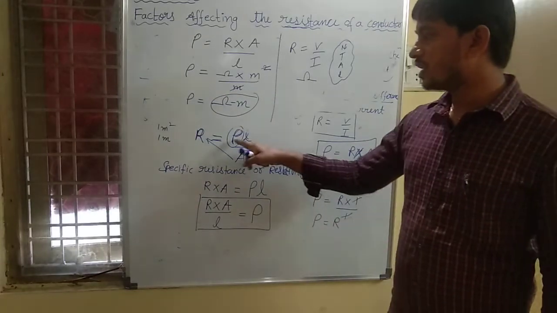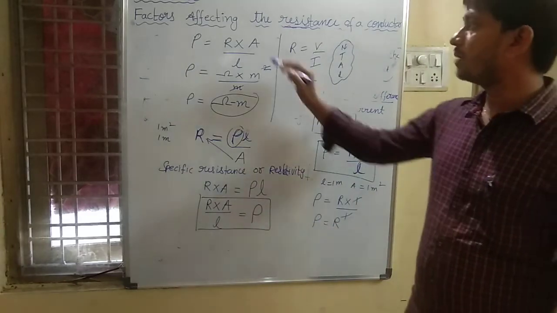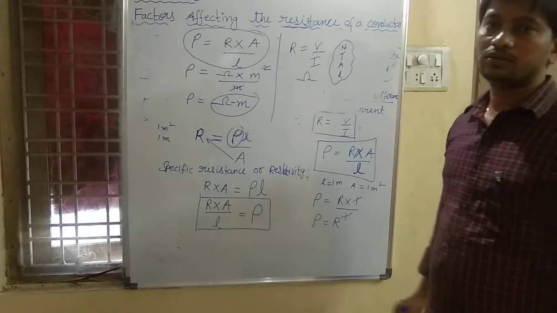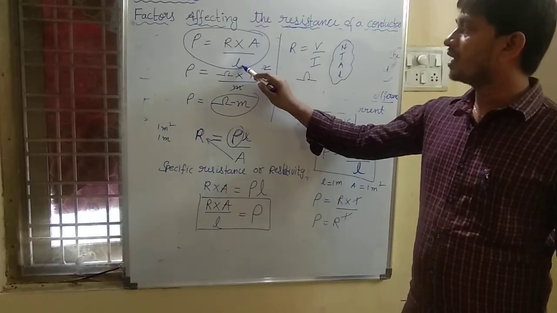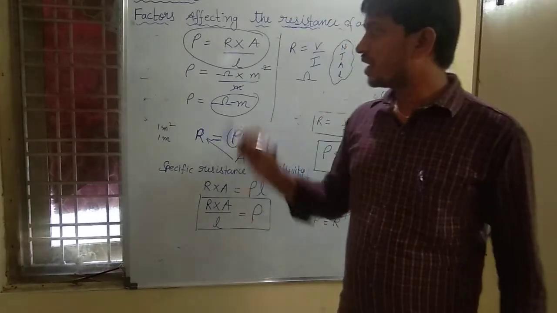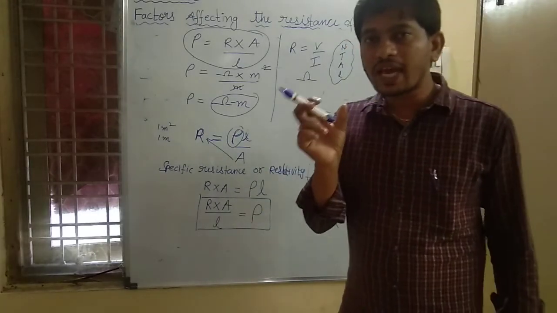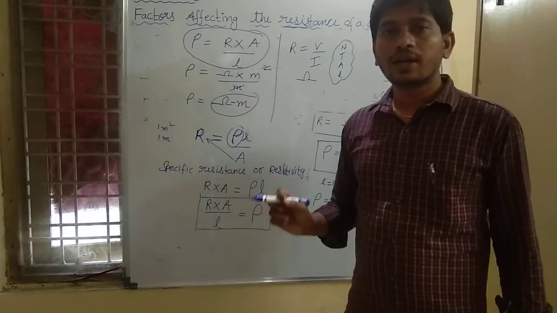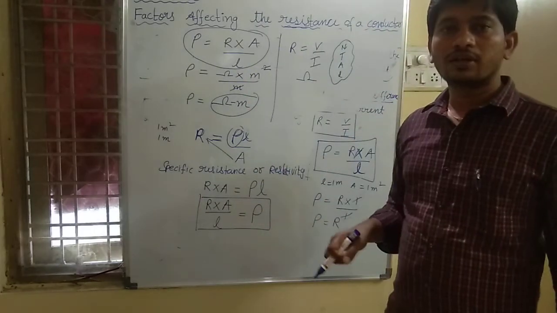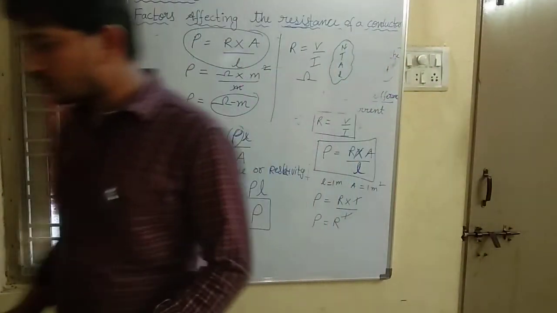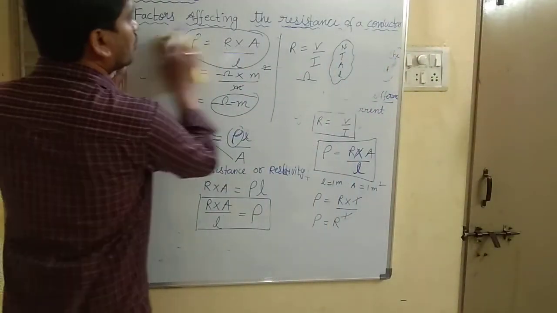Resistivity, the formula is rho equal to R into A by L. You have to remember this formula. Here A is the area and L is the length of the conductor. We take specific dimensions in a conductor, whose length is 1 meter and area is 1 meter square. Then you will get the resistivity. Okay, so let me do a numerical based on this.